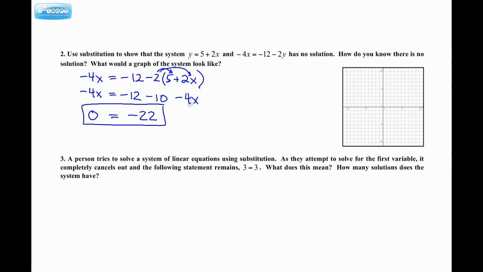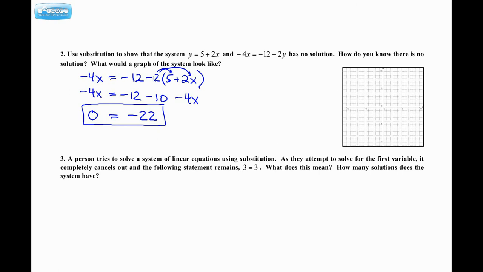Okay? So the x's completely canceled away, and I was left with a statement that is completely false. This is a contradiction. 0 does not equal negative 22. It never has, and it never will. So what it means is there cannot be a solution to this equation, because it gives us something completely ridiculous.